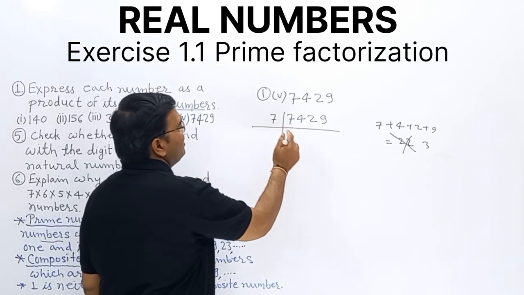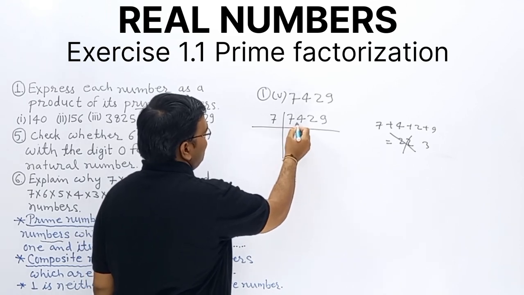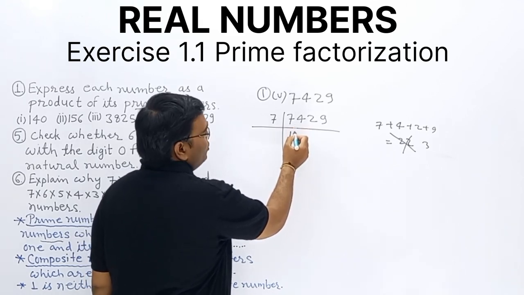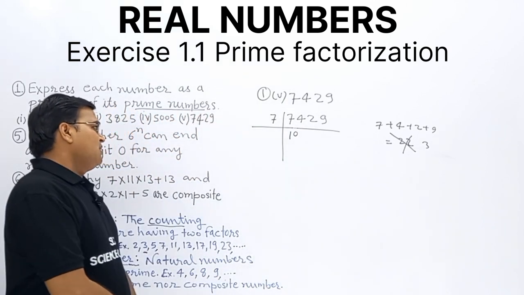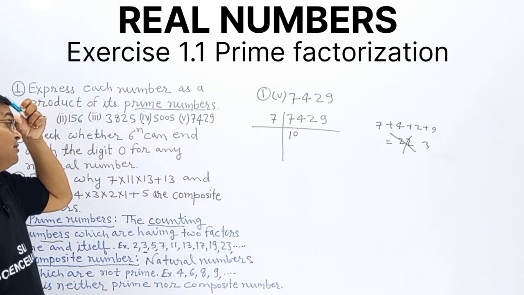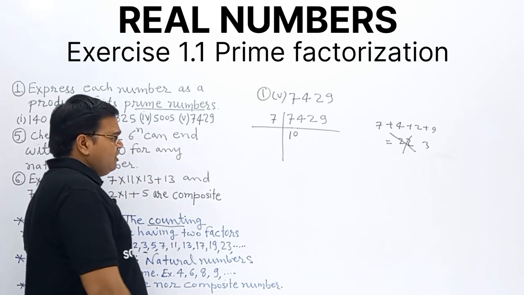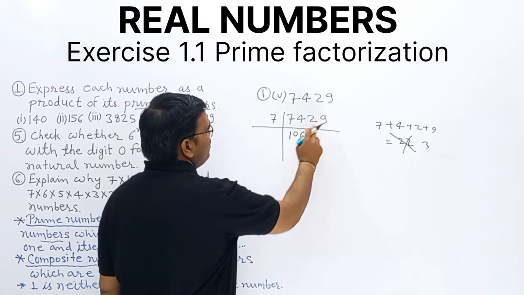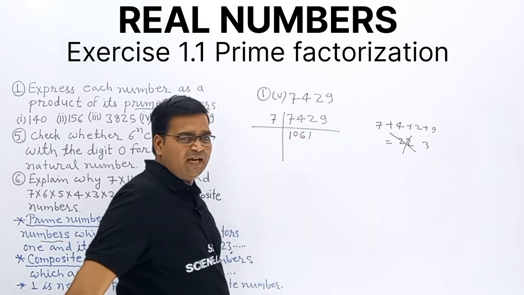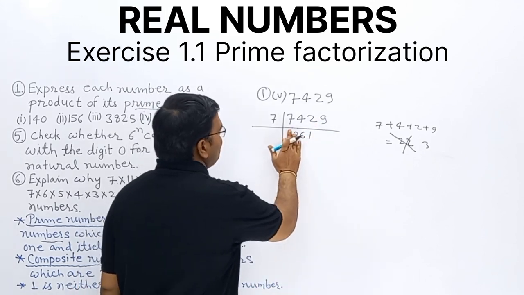So I am using 7 here. How many times is it going? 1 time. Next one, 4 is not divisible. How many times is it going? 7 times 7 is 49, and 7 times 6 is 42, so 6 times. And now the next one, 1 time. We are getting a remainder that is not 0, so we cannot use 7.